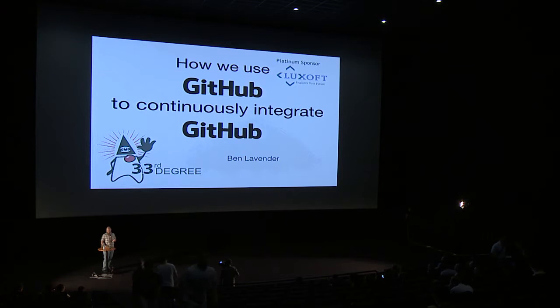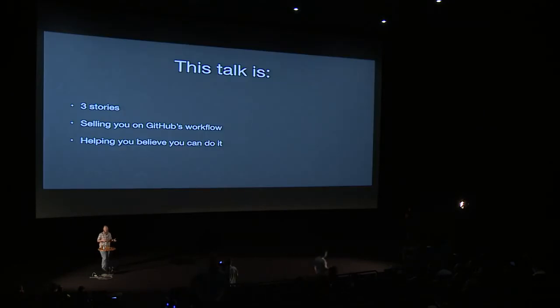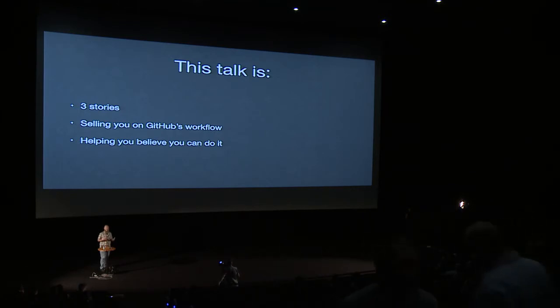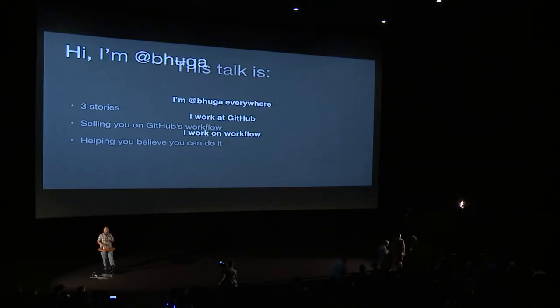Welcome to my talk. This talk is how we use GitHub to continuously integrate GitHub. It's actually a talk broken down into 3 stories. It has 2 main parts to it. One of them is to show you how we work, which we're very much a fan of, and hopefully to sell you on some part of that, to help you believe you can do it, and maybe more importantly than that, to show you some of the building blocks towards the end that you can use to automate any workflow and hopefully make it as nice and fun as we get to have.